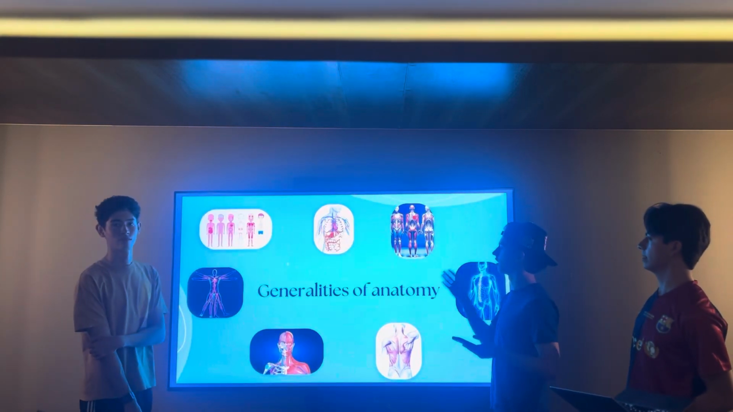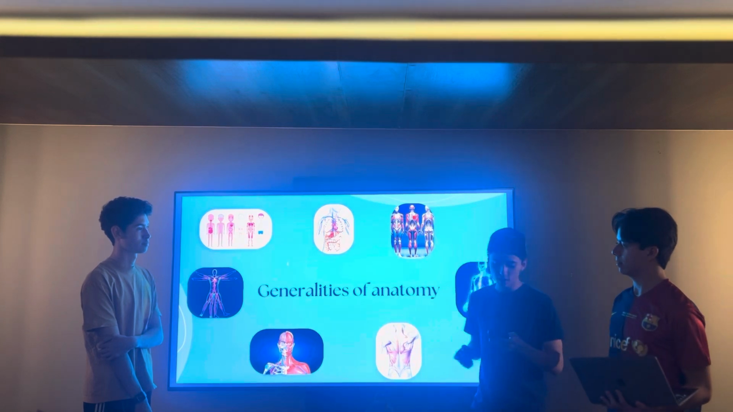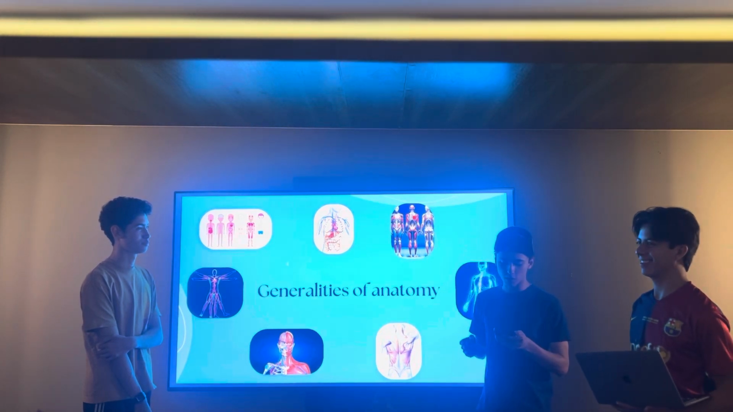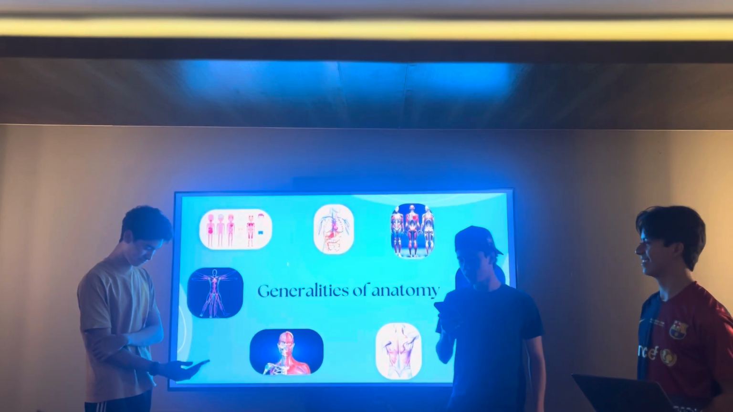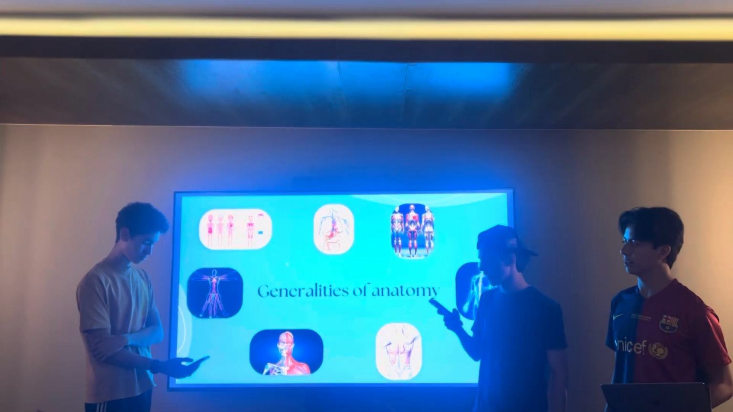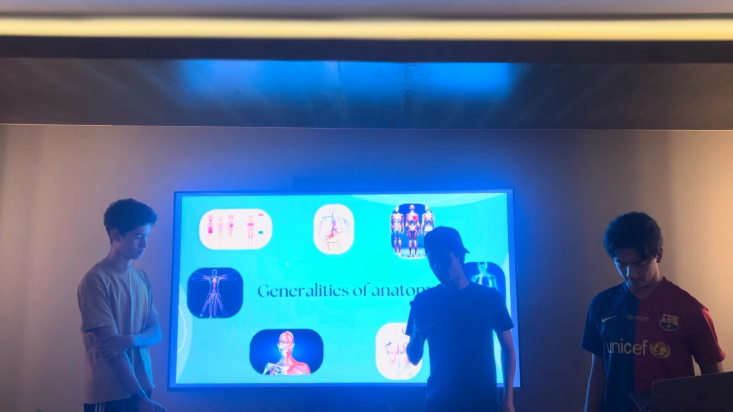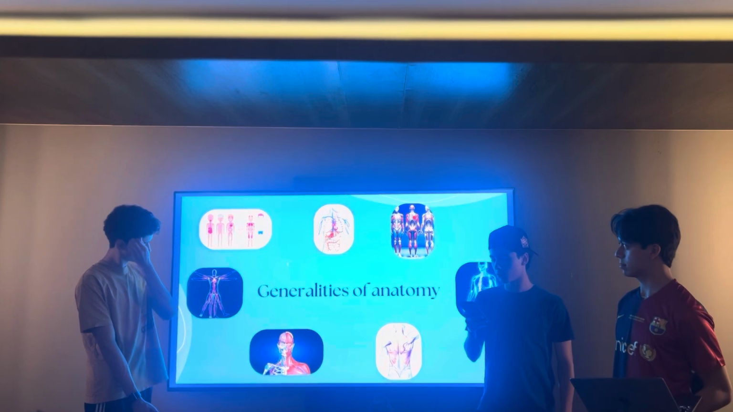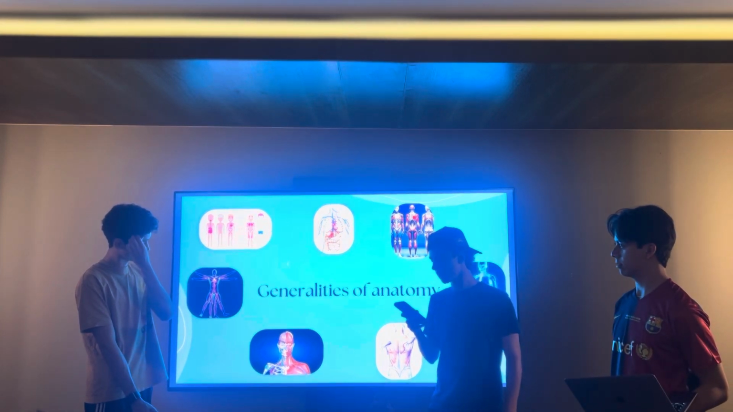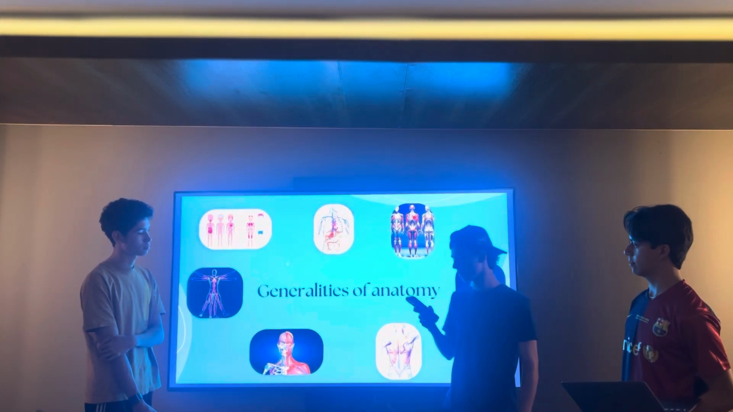First, we have the generalities of anatomy. What is anatomy? Anatomy is the study of the structure of living organisms, focusing on the organization of organs and body systems. Division of anatomy. Gross anatomy studies visible structures, organs, and bones. Microscopic anatomy examines tissues and cells. Developmental anatomy focuses on growth from embryo to adult.